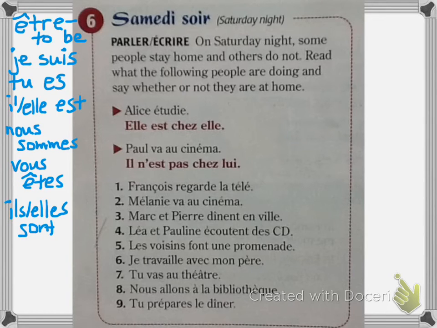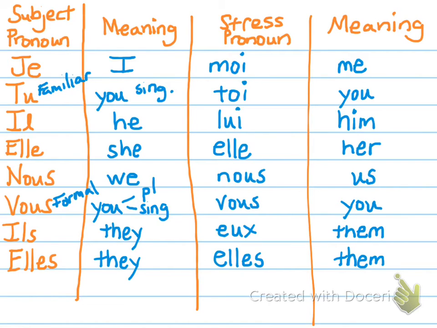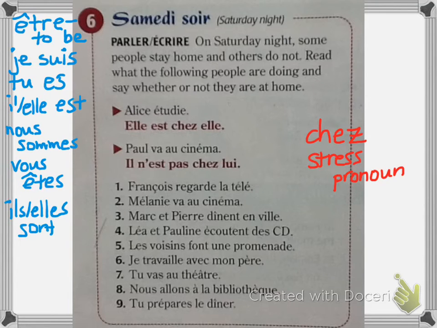Okay, we're always going to use chez. And then we're always going to use the stress pronoun that corresponds to the subject pronoun. Okay, so that's going back to this idea that if the subject they give me is elle, then I'm going to use the stress pronoun elle. If the subject they give me is il, I'm going to use the stress pronoun lui. Okay, so we're going to use the corresponding one. So again, this is going to be a speaking one, not a writing one.